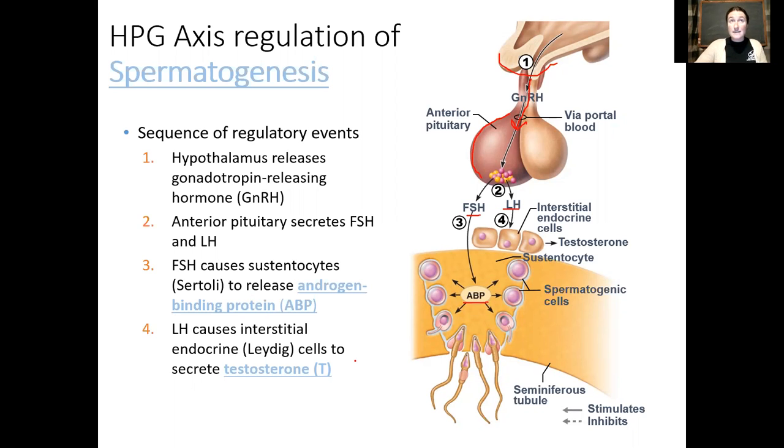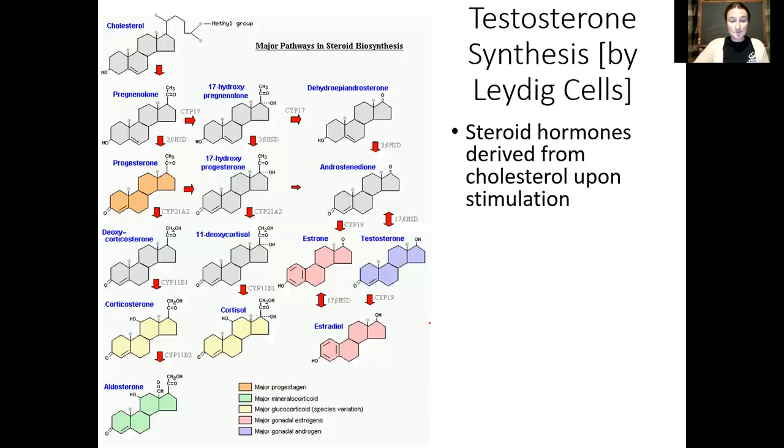Where does testosterone come from? LH stimulates the interstitial endocrine cells, which we also know are called Leydig cells, to release testosterone. Testosterone binds to ABP. And because there is so much testosterone in the seminiferous tubule, it's held there as opposed to just circulating throughout the body, and this is going to stimulate spermatogenesis.